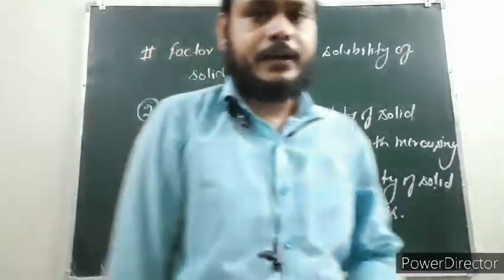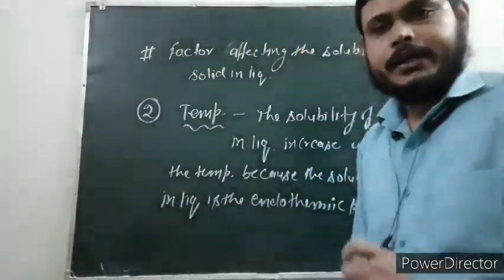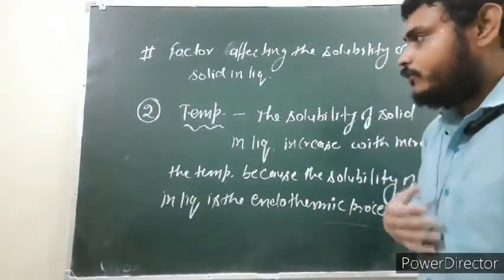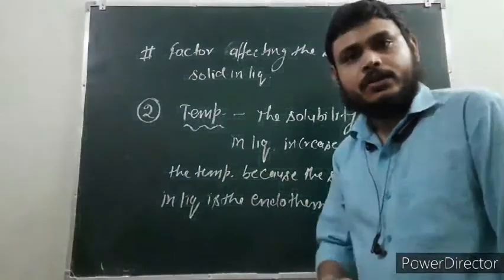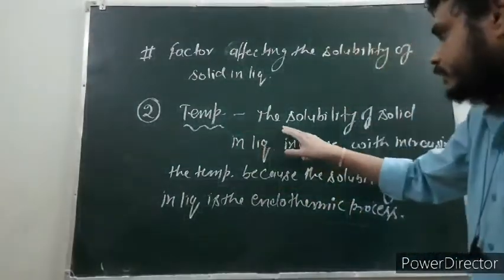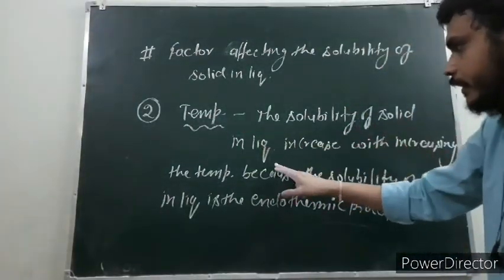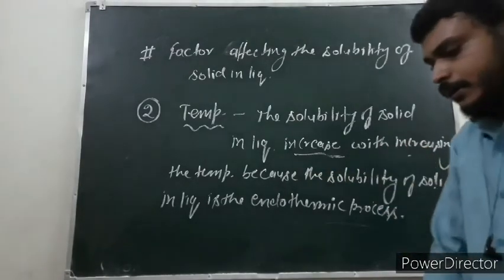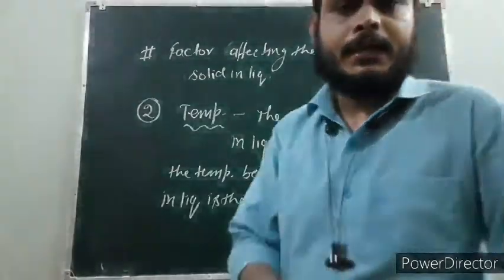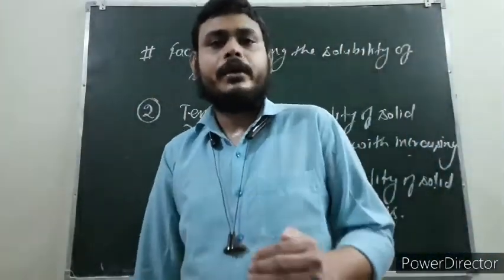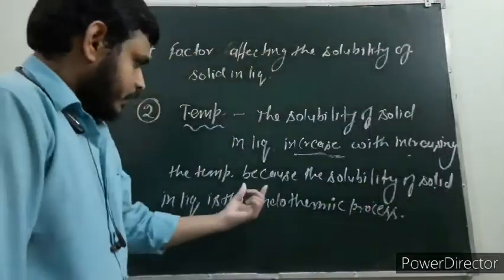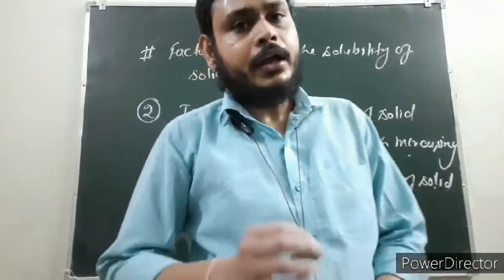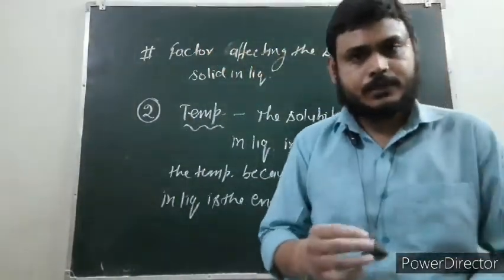Temperature is the second factor which affects the solubility of solid in liquid. How does temperature affect the solubility of solid in liquid? The solubility of solid in liquid increases with increasing the temperature. It means that as the temperature increases, the solubility of solid in liquid increases, because the solubility of solid in liquid is the endothermic process. Clear?